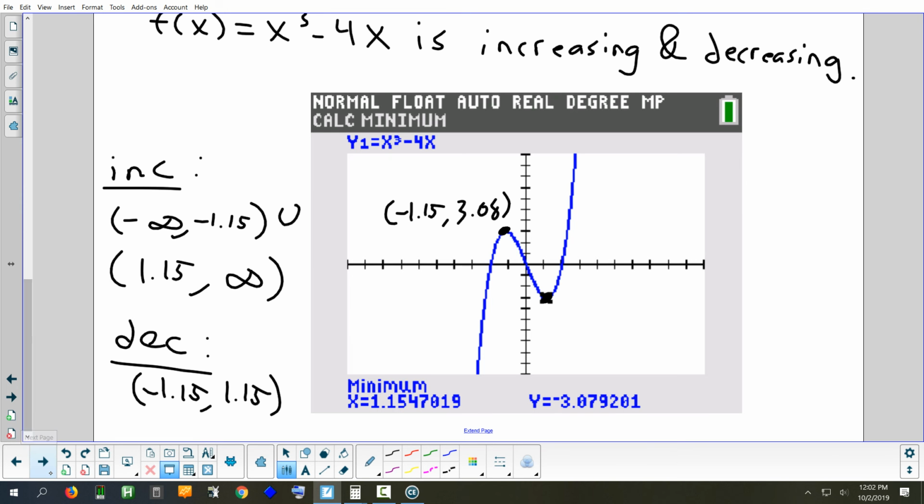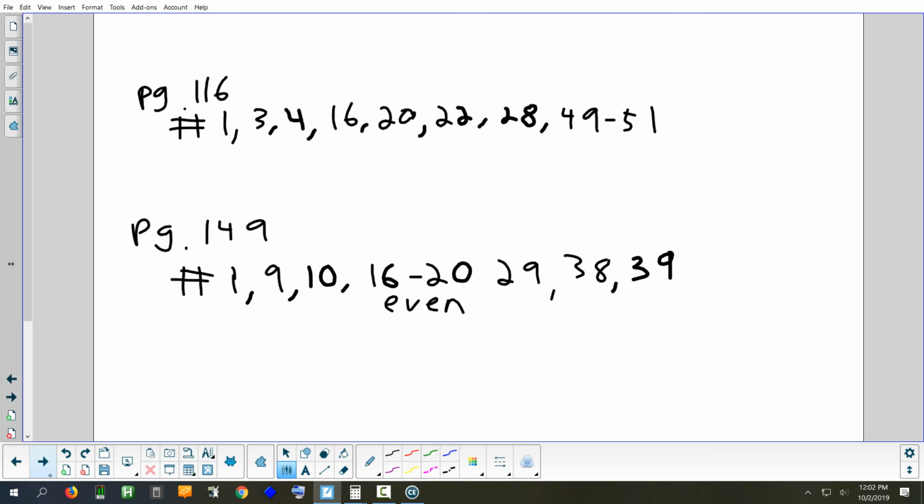Tomorrow we will finish up section 3.2. A lot of the homework on 149 is on the graphing calculator. So if you do a problem on there, you can just write on calculator. But we'll look at 116 and 149 tomorrow.